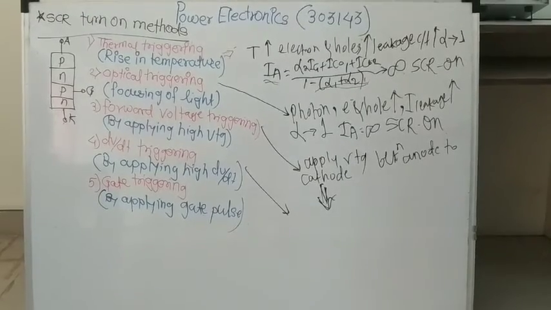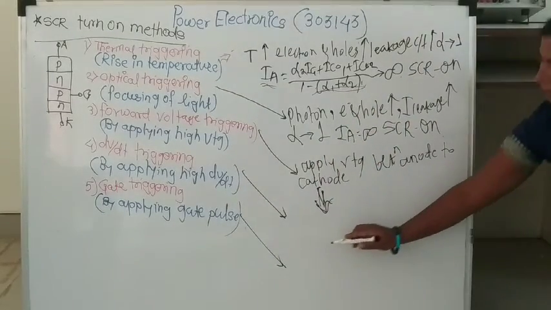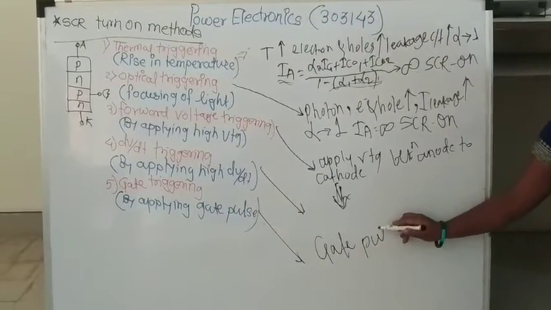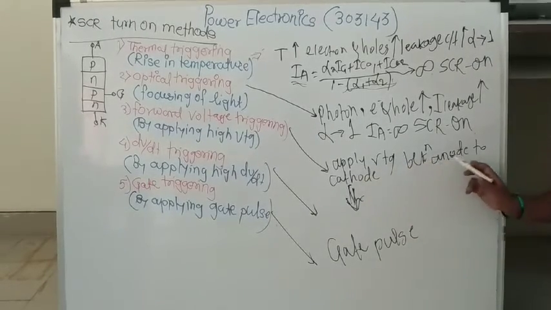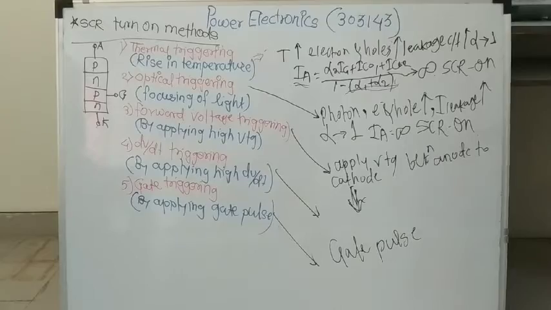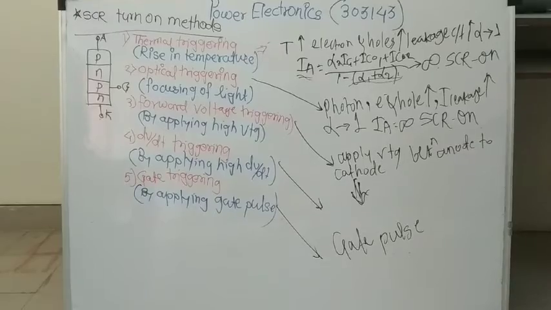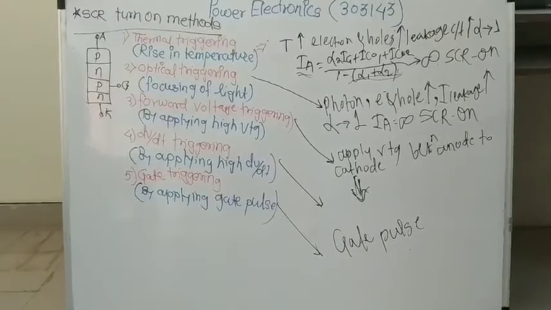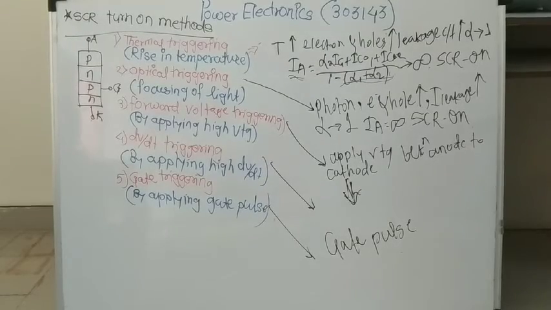Now, the last method is gate triggering. In gate triggering, we have to give a gate pulse. In this method, we apply the voltage between anode and cathode as well as a gate pulse. That means we connect two batteries. The first battery is connected between anode and cathode, with its positive terminal connected to the anode and negative to the cathode. The second battery is connected between gate and cathode, with positive connected to the gate and negative to the cathode.